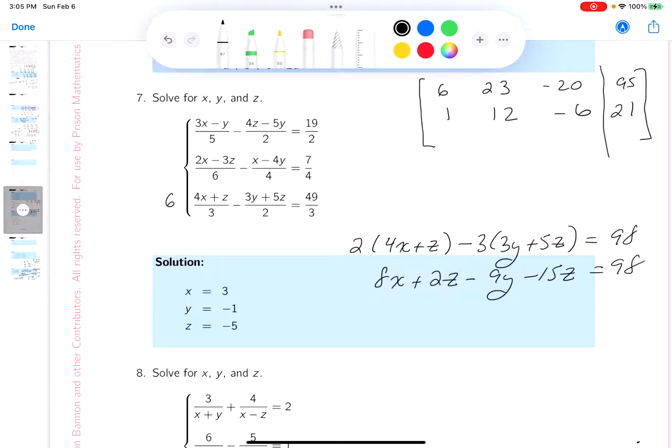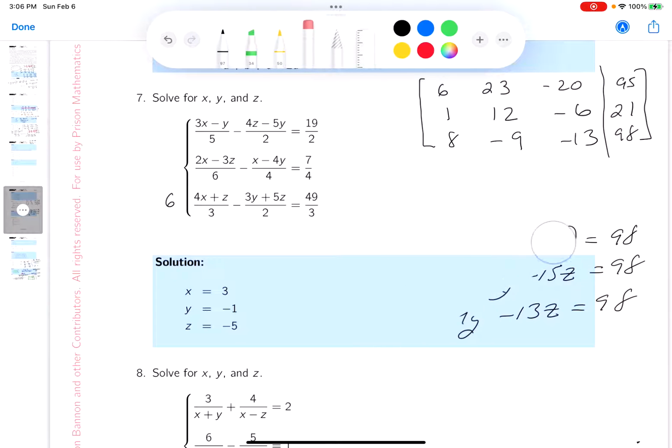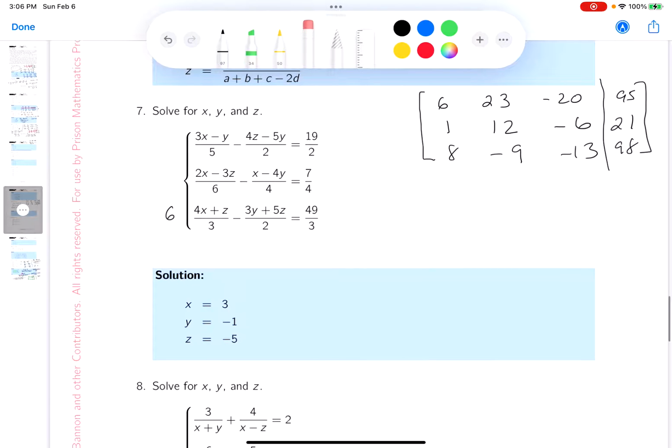All right, what do I get? I get 8x minus 9y minus 13z equals 98. Again, I'm going to put the row down. That row is going to be 8, minus 9, minus 13, and 98. I'm going to erase the work. Again, if the work is wrong, you know what? I'll detect that when I get to my answer key. It will be highly unlikely if I get a bunch of errors and I get the same answer. Highly unlikely.